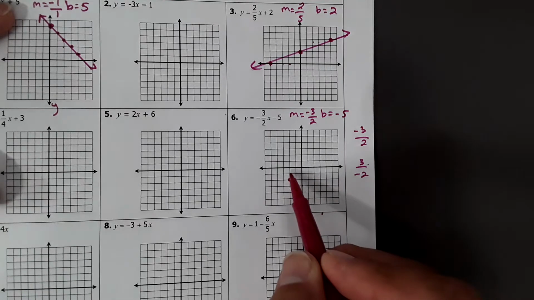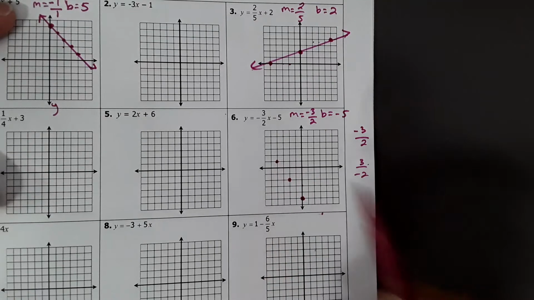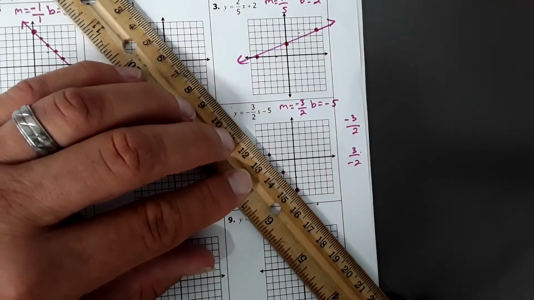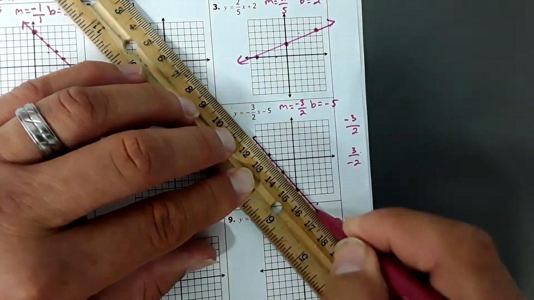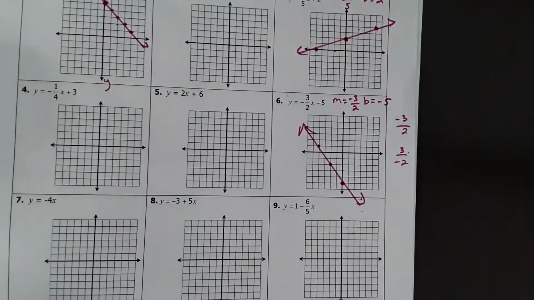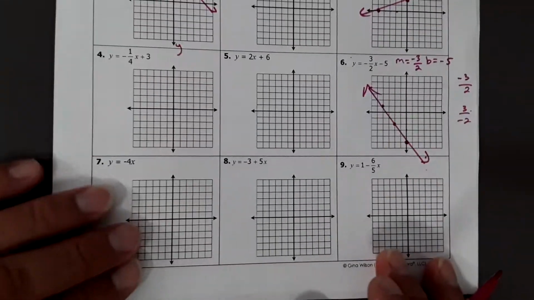And I can keep doing that. And now I have enough to draw my line. The slope was negative, so I should get a line that's going down, and I sure did get a line that's going down. Okay? Okay, look at number 8.